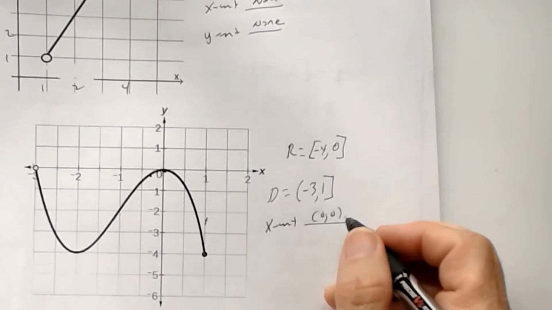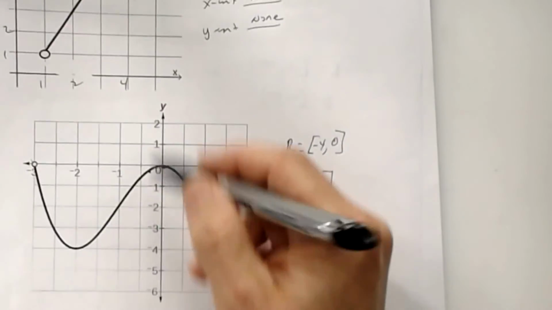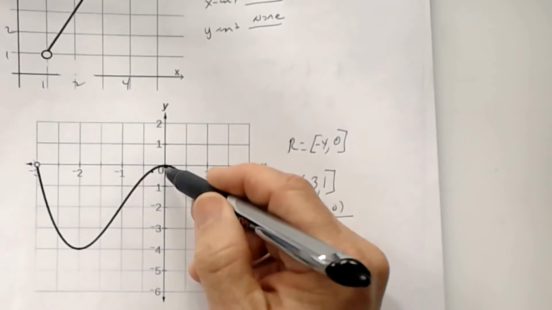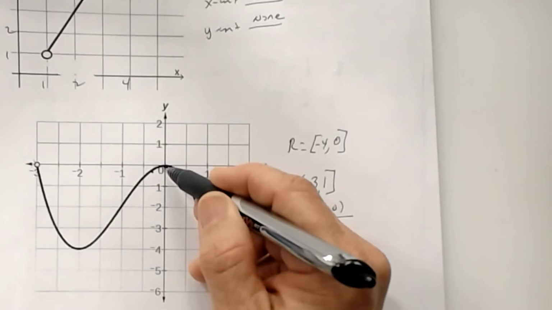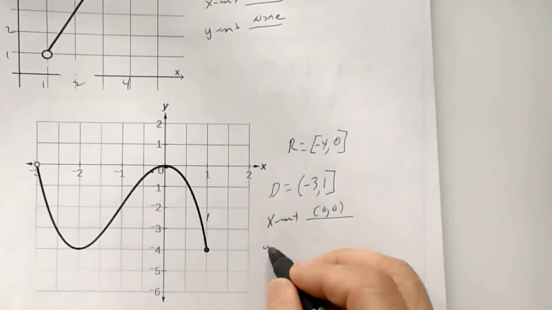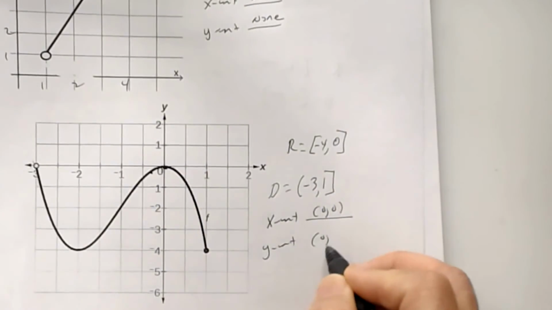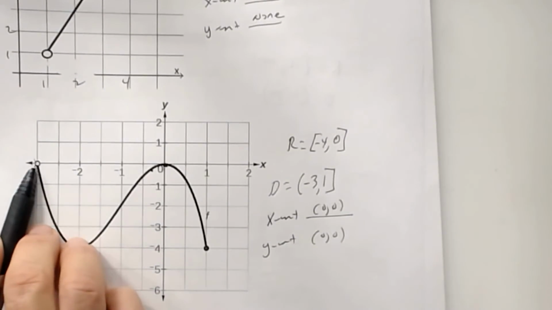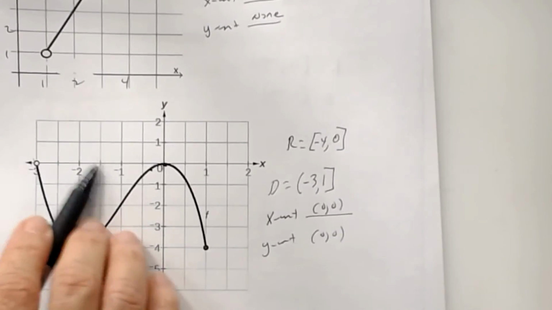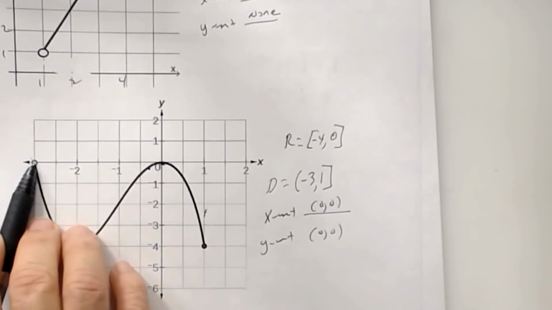Now let's talk about the y-intercept. Look at your y-axis. Where does the graph cross the y-axis? Only at that point. It is also the origin. Just make sure you understand that since that's an open circle, that's not considered an x-intercept. If it was closed, then it would be an x-intercept, and that would be how many of them? 2. Okay.